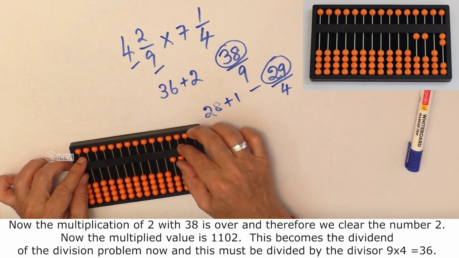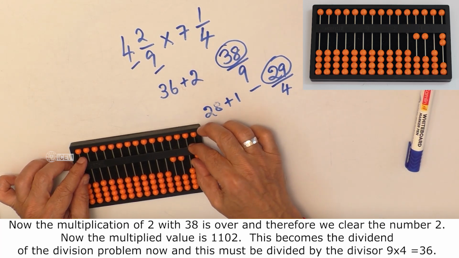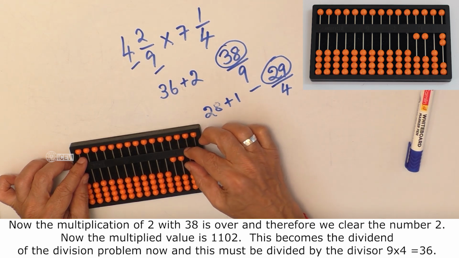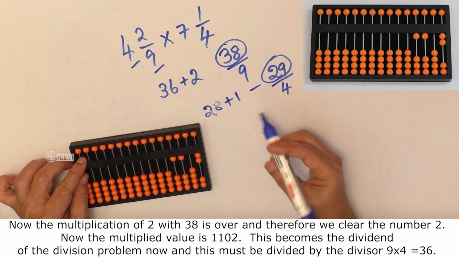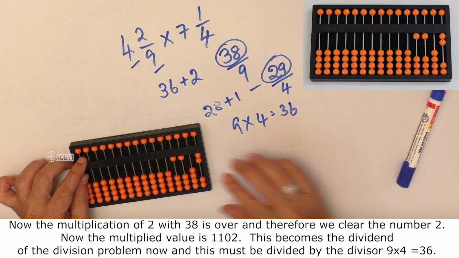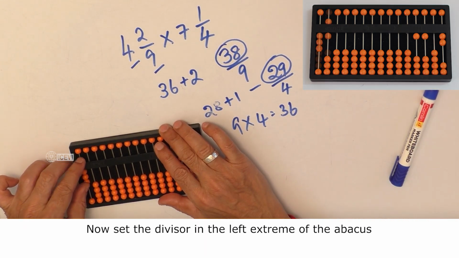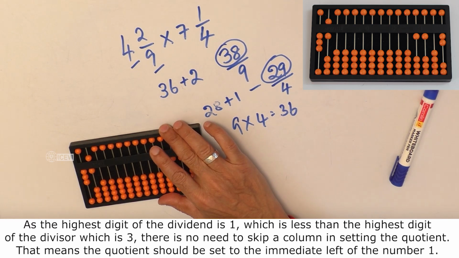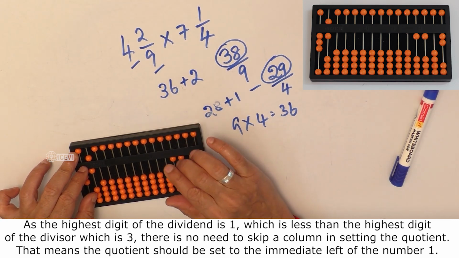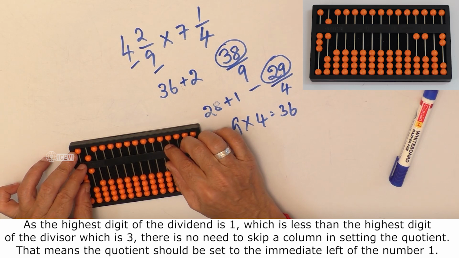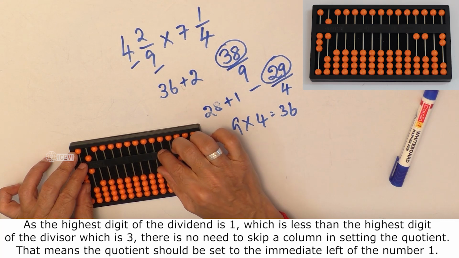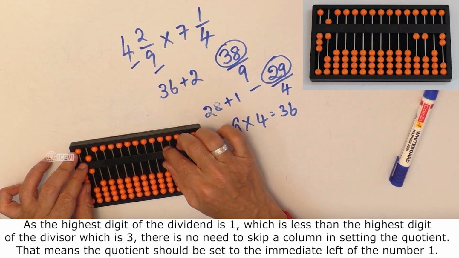The multiplied value is 1102. This becomes the dividend of the division problem now, and this must be divided by the divisor 9 multiplied by 4, which is 36. Now set the divisor in the left extreme of the abacus. As the highest digit of the dividend is 1, which is less than the highest digit of the divisor 3, there is no need to skip a column in setting the quotient. That means the quotient should be set to the immediate left of the number 1.